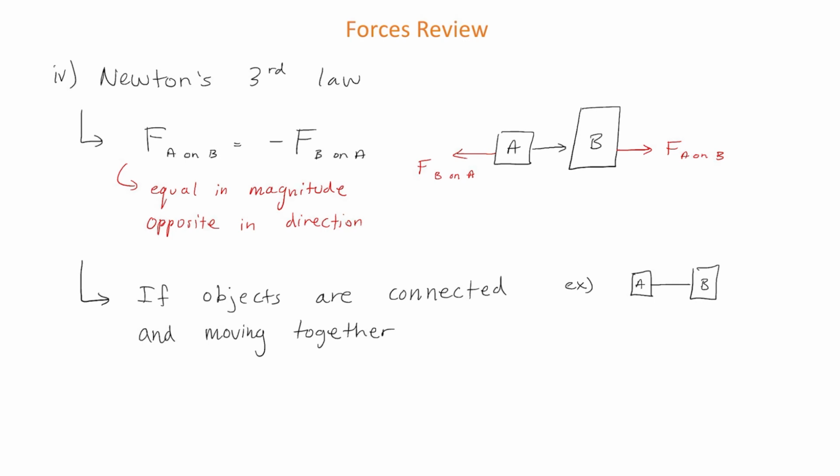Now the next thing we looked at is what happens when two objects are connected and are moving together. So for example, if object A and object B are connected by a rope.